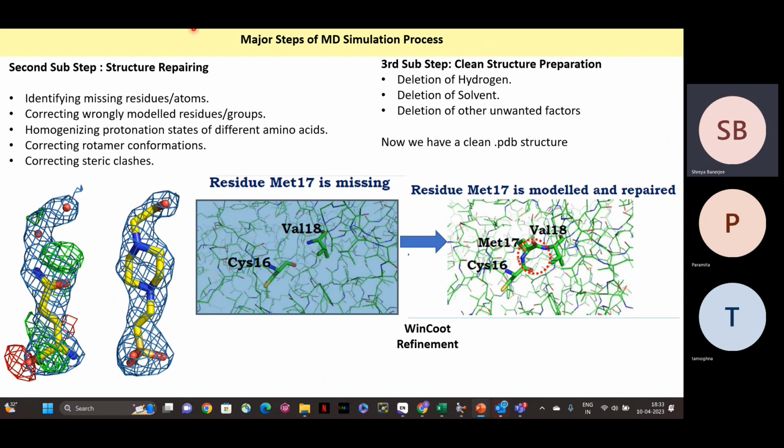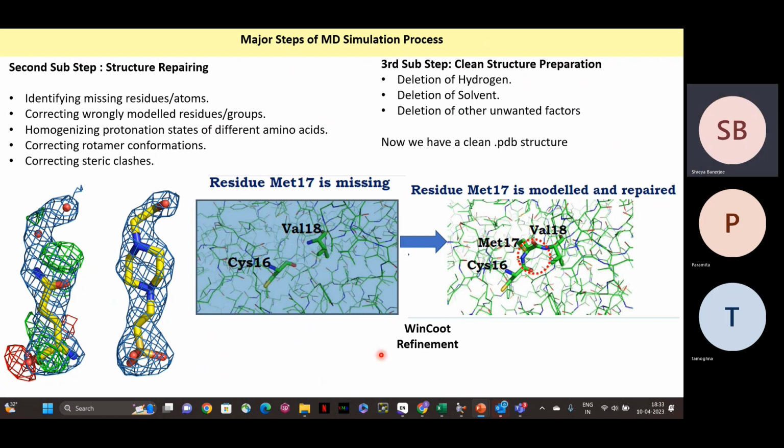Then the structure has to be repaired. In many cases, residues or atoms may be missing. Suppose this is a crystal structure that was obtained, but the 17th residue was missing. So between cysteine 16 and valine 18, the residue was missing.